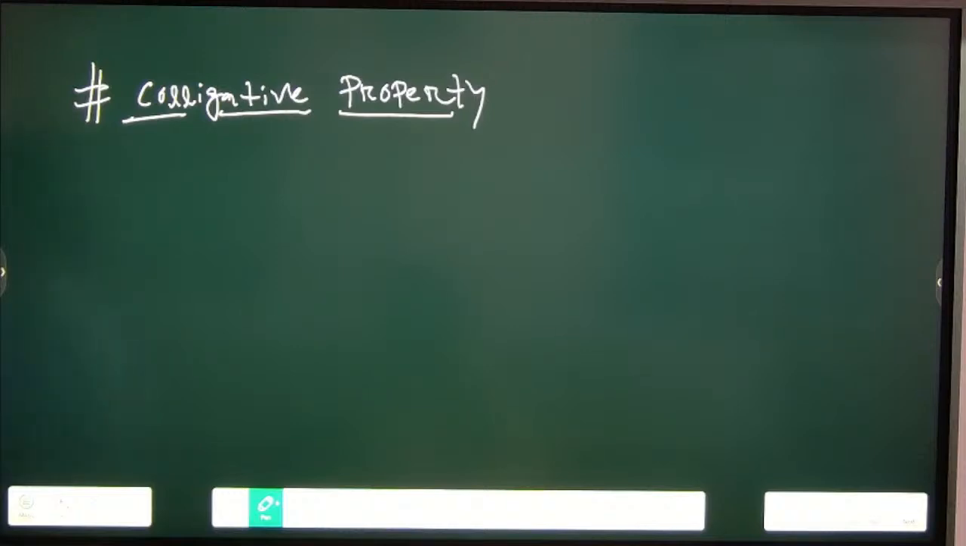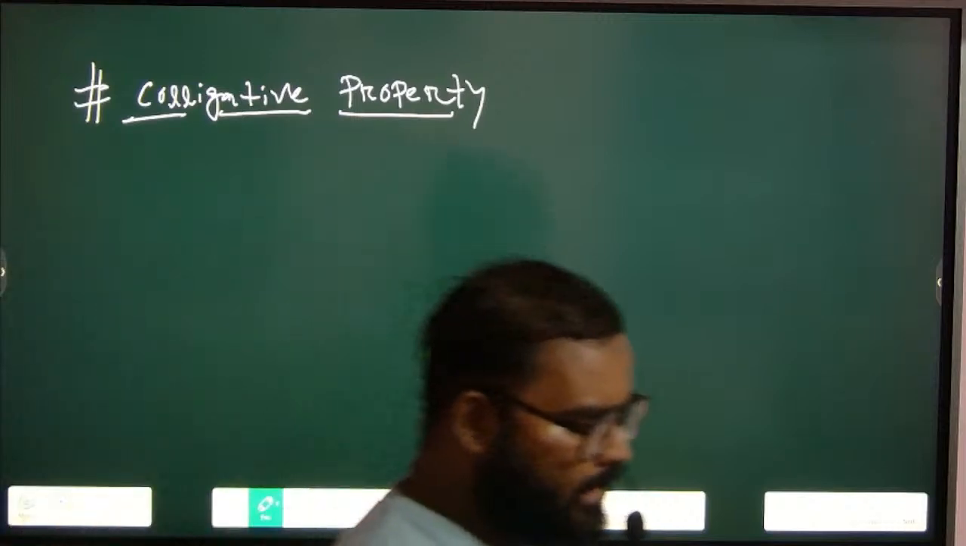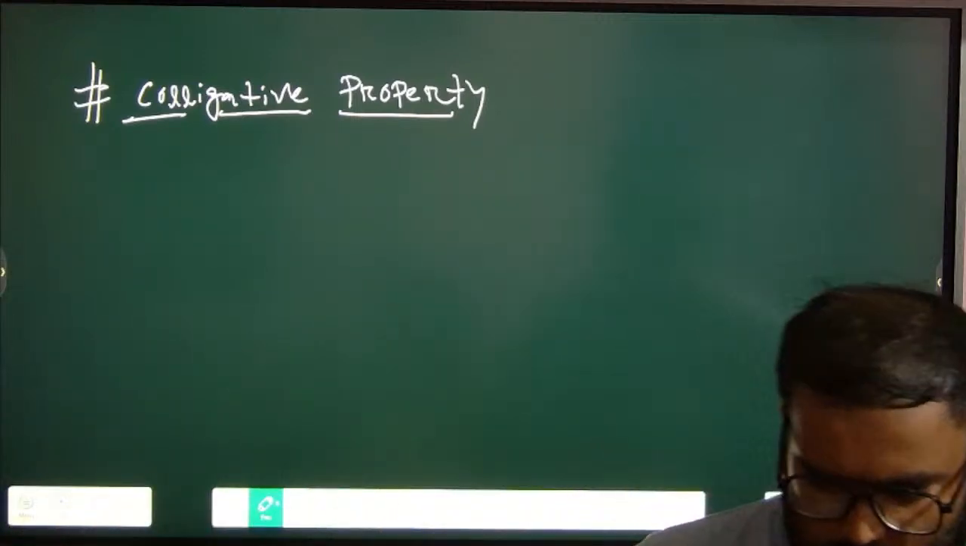Another thing is colligative property. There are some properties which only depend on the quantity of the solute, not on the quality.